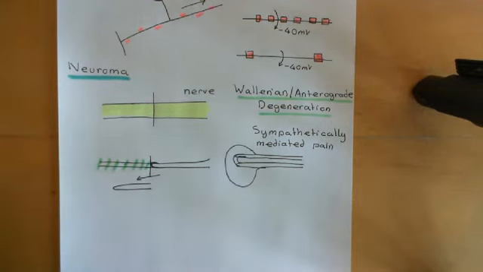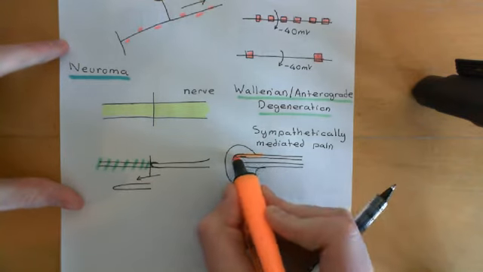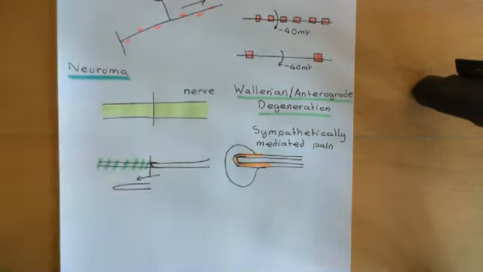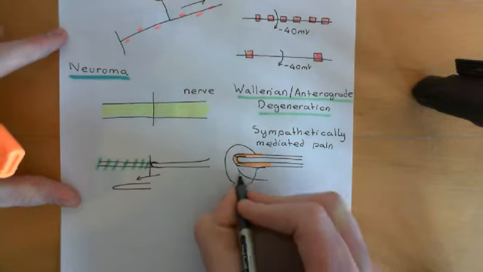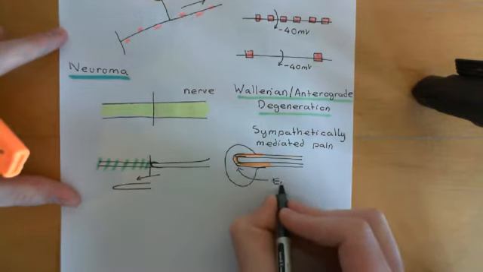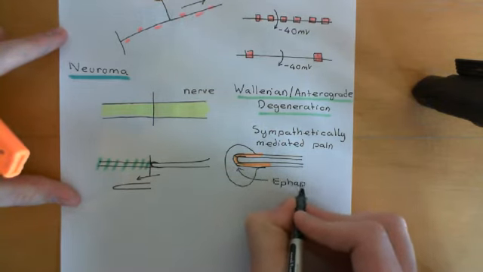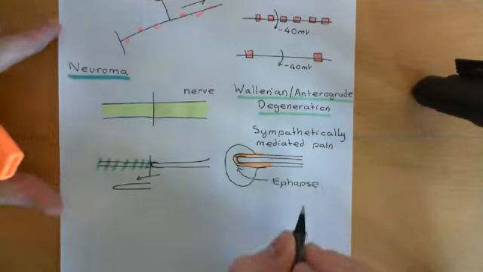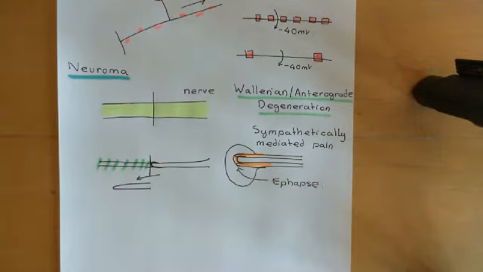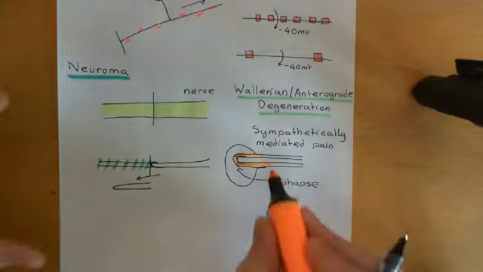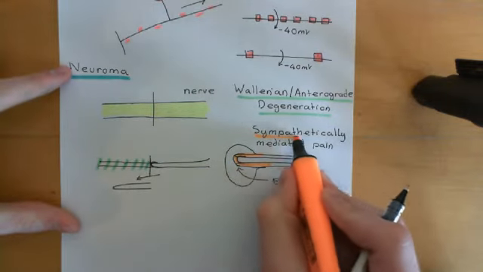That kind of formation, where you link one neuron up to another, is known as an ephapse. So this is an ephapse, a connection between these two axons. So that's one thing that can underlie sympathetically mediated pain, the activation of pain when the sympathetic nervous system is activated.